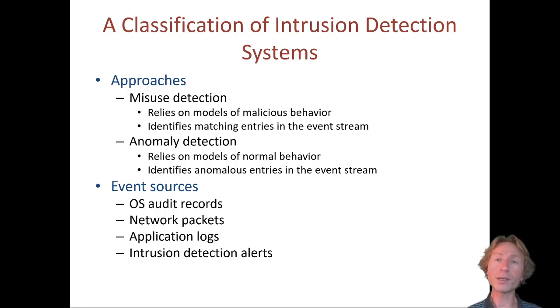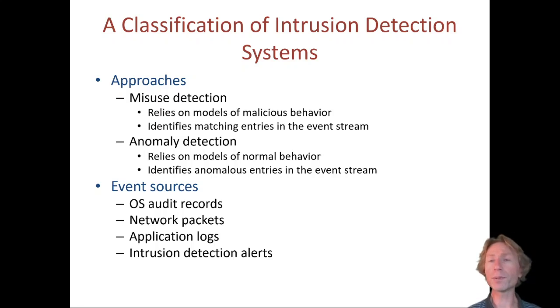The other way in which you can do it is by means of anomalies. So you're just detecting something is out of the ordinary, right? So you have a model of what normal behavior is, and then you see that something deviates from this normal behavior. And once you find this anomalous entry in the event stream, then you raise an alarm.